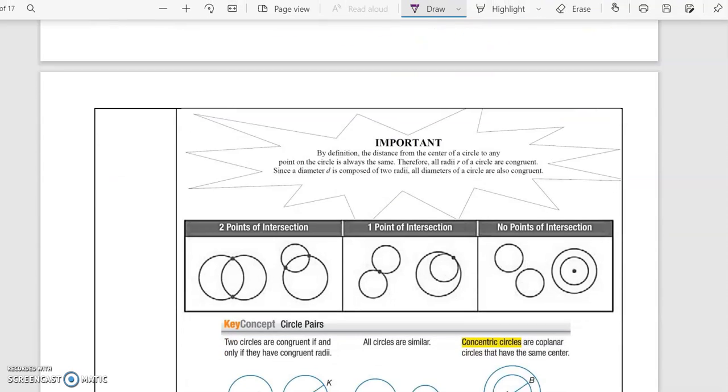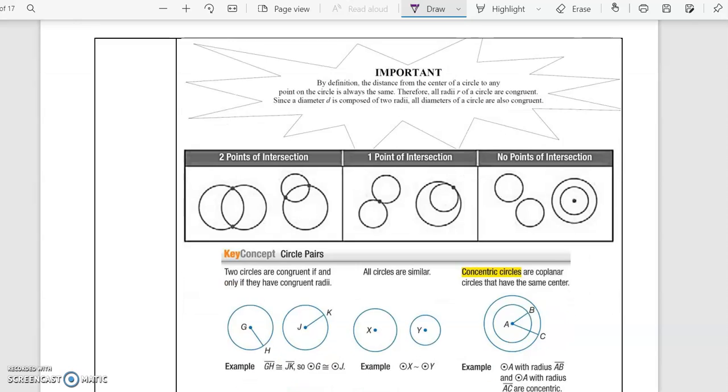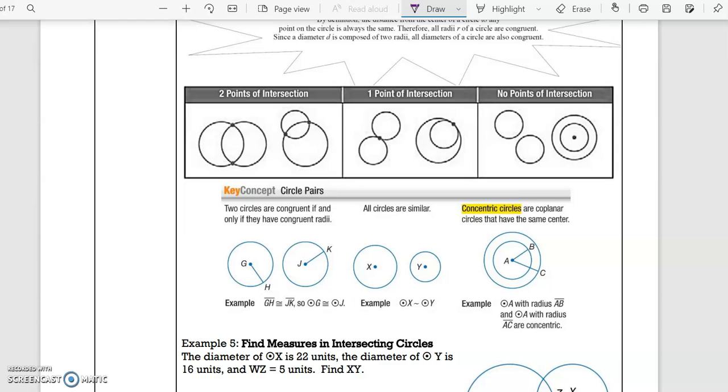Keep in mind that whenever you're in the same circle, all the radii are the same. They're all congruent in the same circle. Same with diameter. They are going to be the same in the same circle.